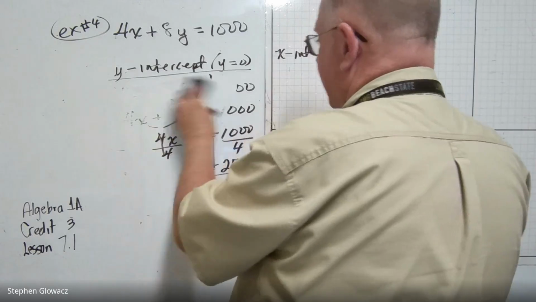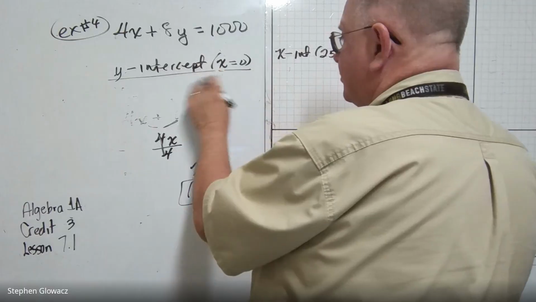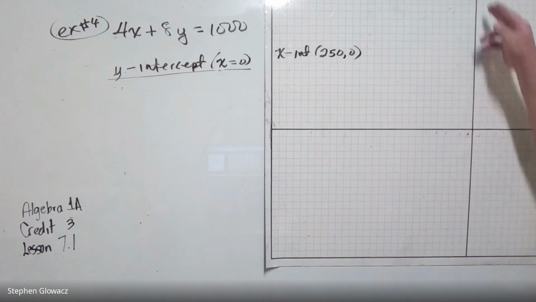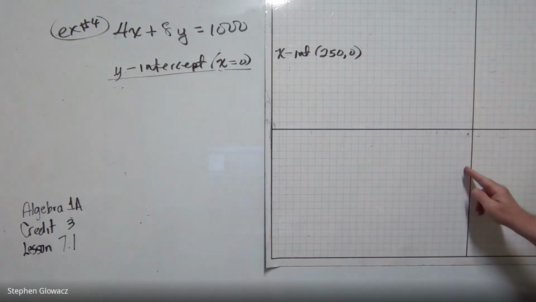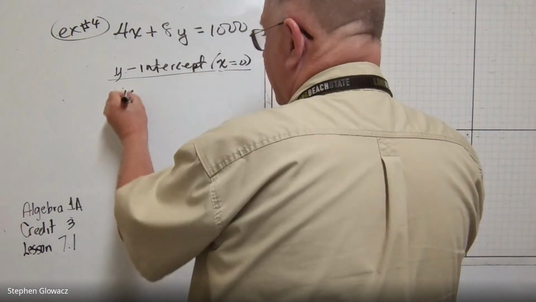So let's go ahead and do that. To find the y-intercept, we're going to substitute 0 in for x. Now, why are we doing that? Because any point on the y-axis, the x-coordinate is 0. And so let's go ahead and do that. We've got 4 times 0.